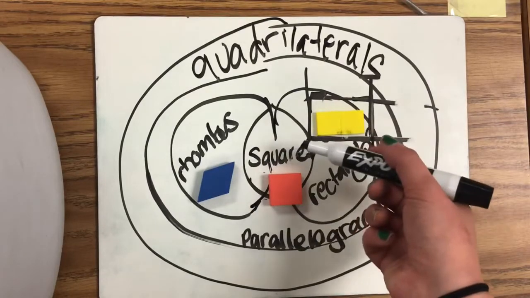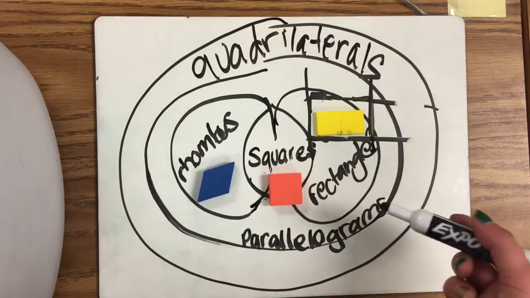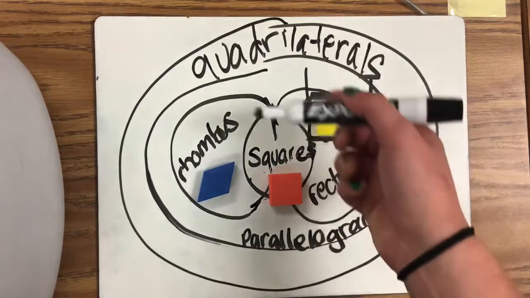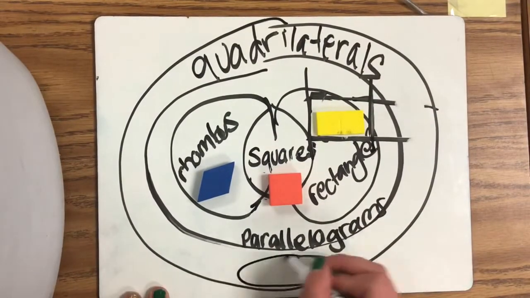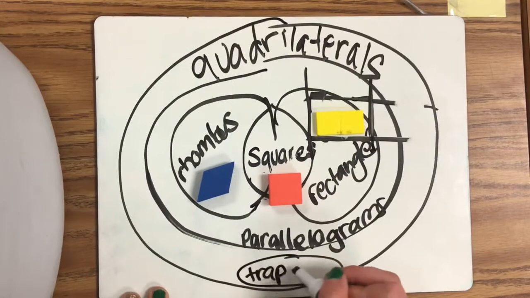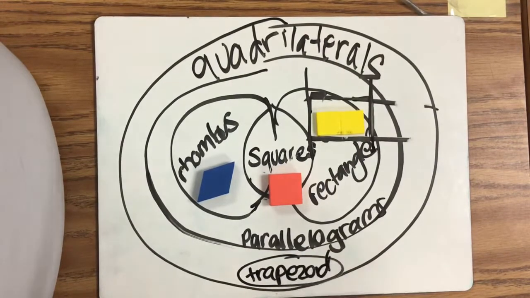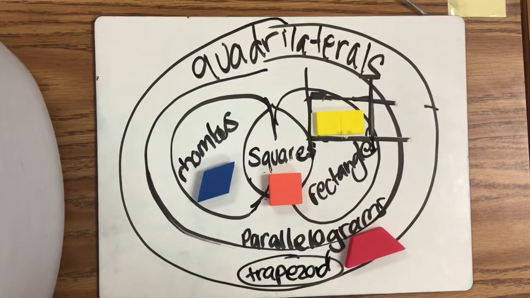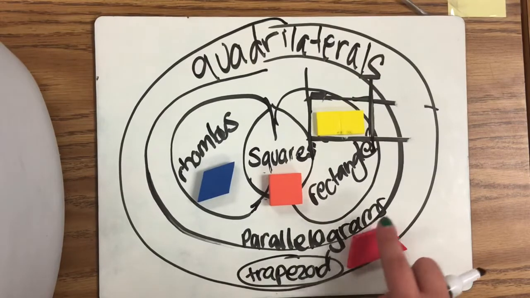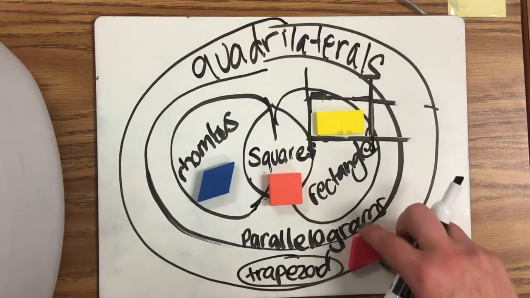A square is both a rhombus and a rectangle. Rectangles, squares, and rhombuses are all parallelograms. And then we have our crazy little friend, our trapezoid, which only fits into the quadrilateral category because he's got 4 sides and 4 vertices, but his lines are not parallel.